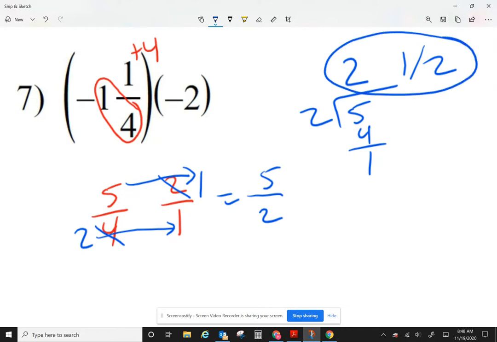My answer will also be positive since the numbers that were given originally in the parentheses are two negatives, right? When the signs are the same, my answer is positive. Make sure though, when you type in your homework, make sure you type in a space between the 2 and the fraction because your answer is 2 and 1/2. So once again, make sure you type in the space between the 2 and the 1/2.